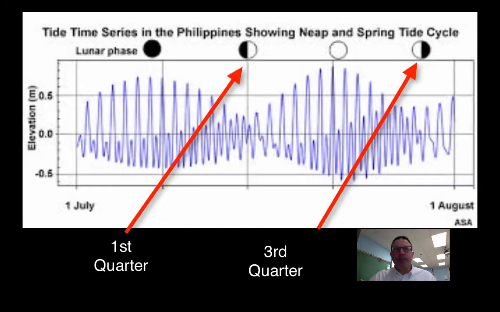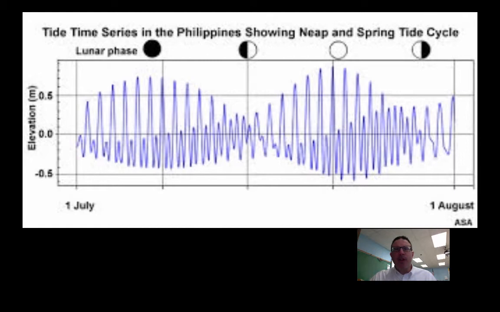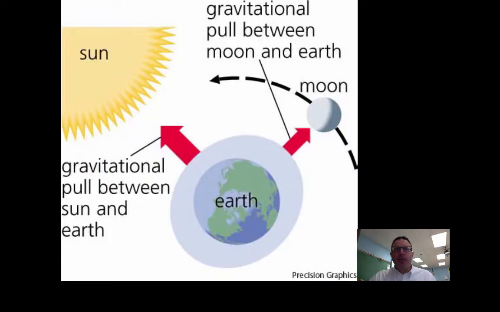When we're in the first quarter or the third quarter, we have tides that are called neap tides. When you look at the chart, you can see that your high tides are lower than normal, and your low tides are a little bit higher than normal. Again, those are called neap tides.